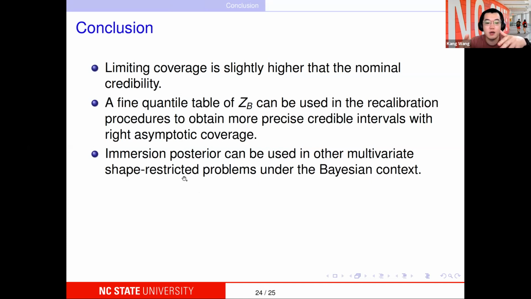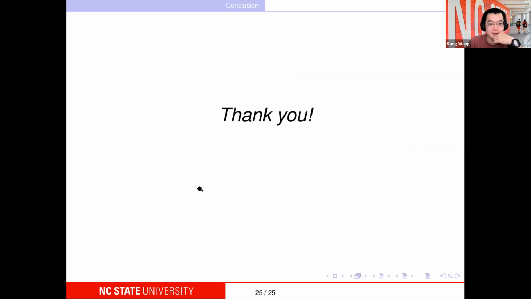And immersion posterior or projection posterior can also be used in other multivariate shape constraint problems. I think it is especially useful in the multivariate case, where the shape constraint is not strong enough to ensure a reasonable estimator. Yeah, so that's all for today.